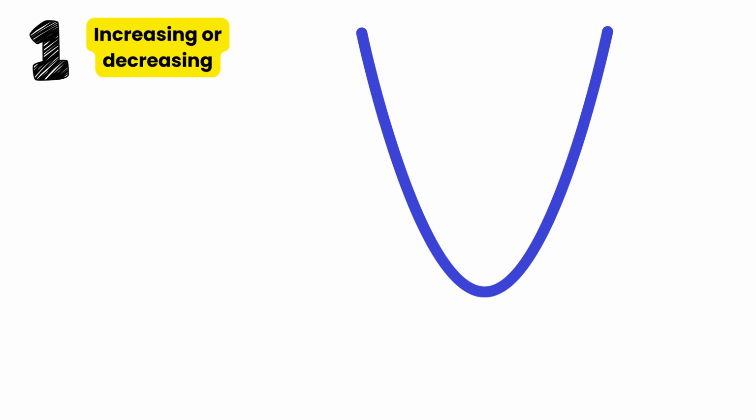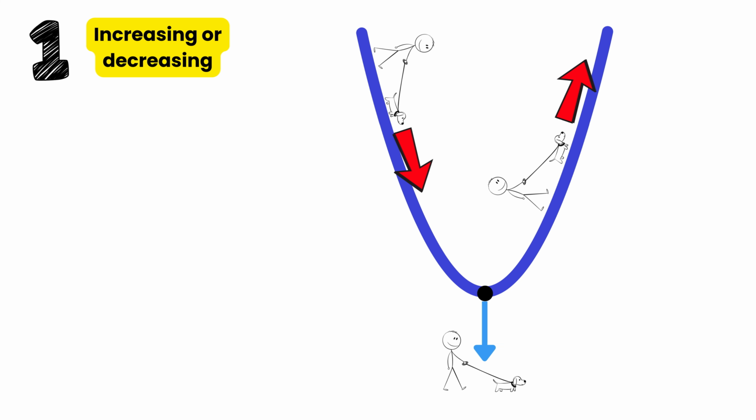The first question is whether a function is increasing or decreasing at a specific point on its graph. If we have the sketch, it's easy. Imagine walking along the curve from left to right. Are you going uphill or downhill? Anywhere to the left of the turning point, you go downhill, so the function is decreasing there. To the right of the turning point, you go uphill, so the function is increasing. At the turning point itself, you're flat, so the function is neither increasing nor decreasing.